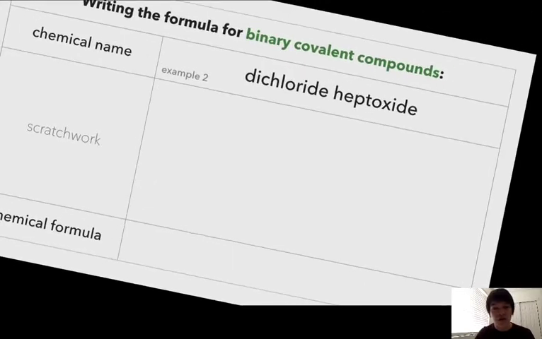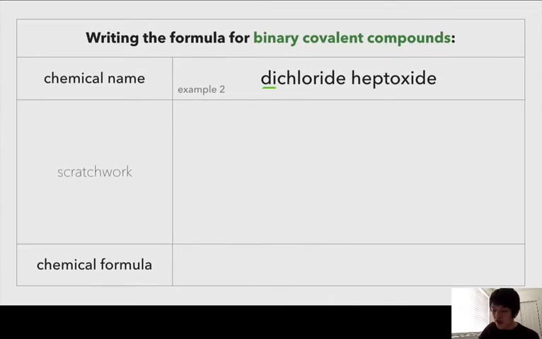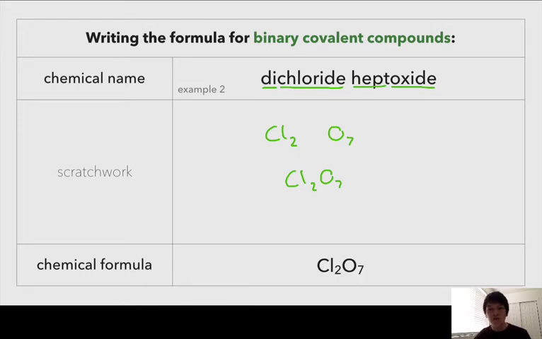So let's take a look at our next example. We have now dichlorine heptoxide. Di is 2, chlorine is Cl, so there are 2 Cl's. Hept is 7, oxide is O, so there are 7 oxygens. Put them together, ClO7 is supposed to be our chemical formula. Cl2O7 rather.